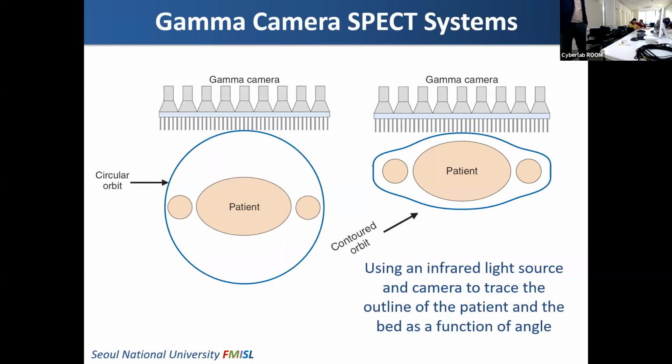In modern gamma camera systems, we use an infrared light source and camera to trace the outline of the patient and the bed as a function of angle to determine this contour.